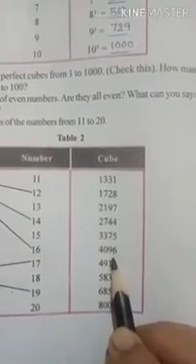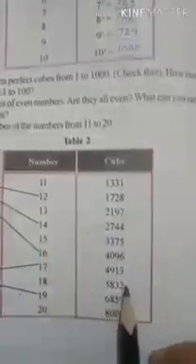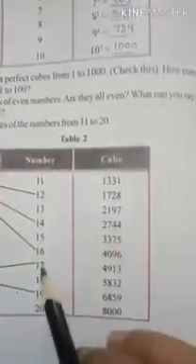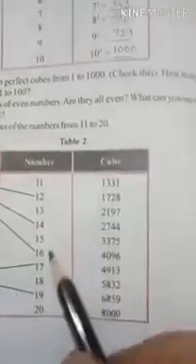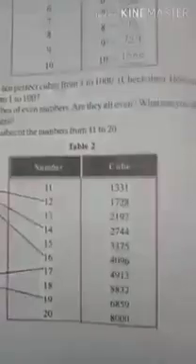So remember this. For 2 it is 8, for 8 it is 2, for 3 it is 7, and for 7 it is 3. For rest of the numbers, whatever is the units digit, same will be the units digit in the cube.